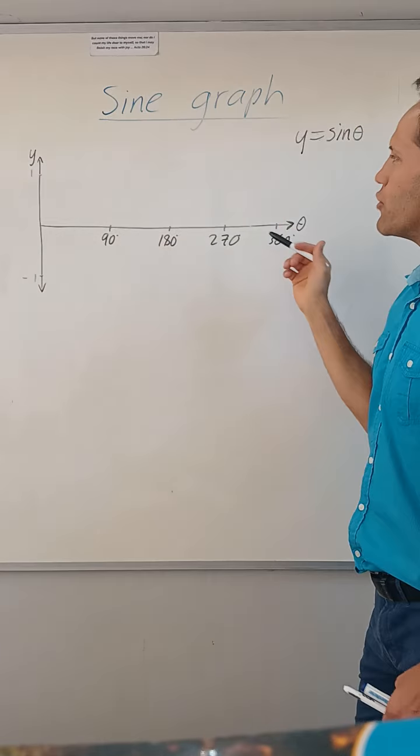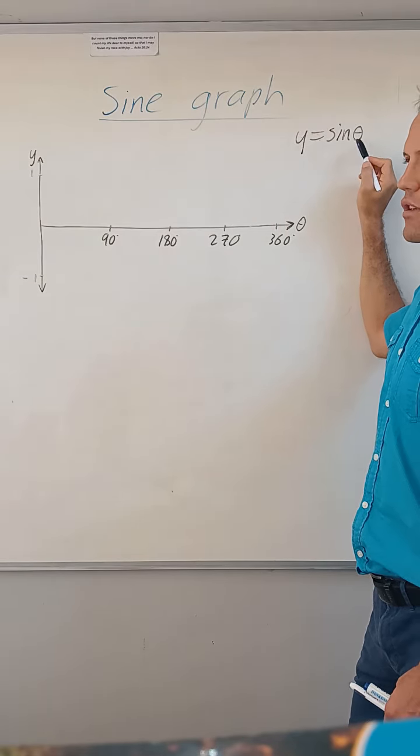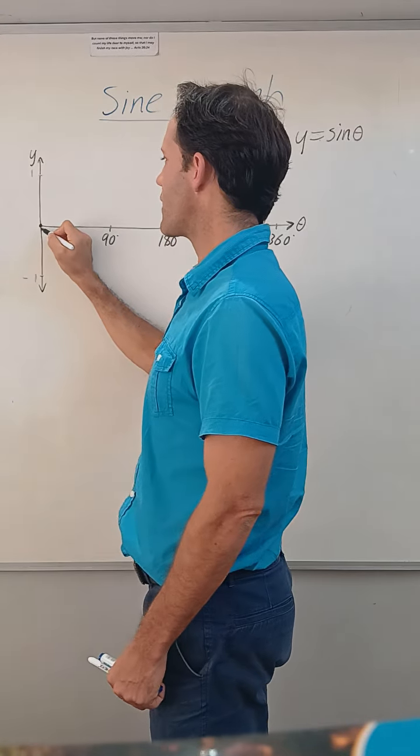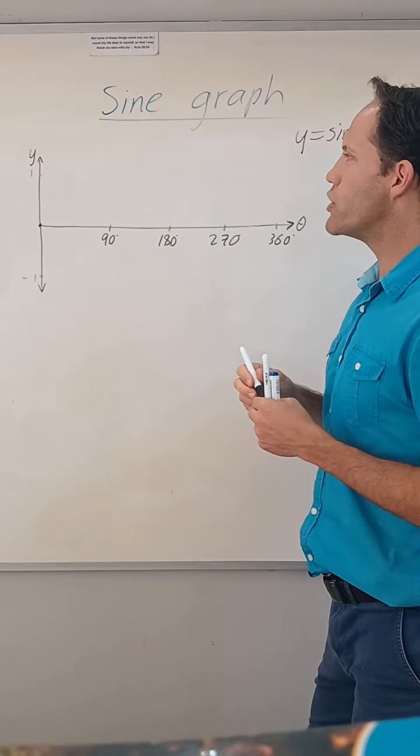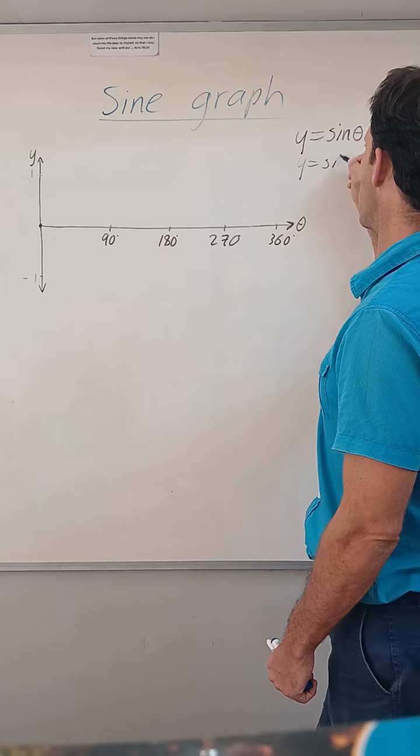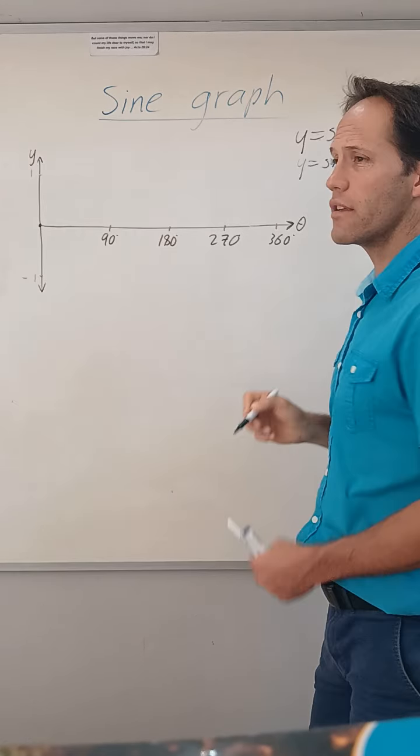So when you put a value in, like when you put in sine 0, what did it give you? Sine 0 is equal to 0. So that means you start there at 0 and 0. Now, what happens when you put in sine 30? If you say y equals sine 30, it says it's a half, right?